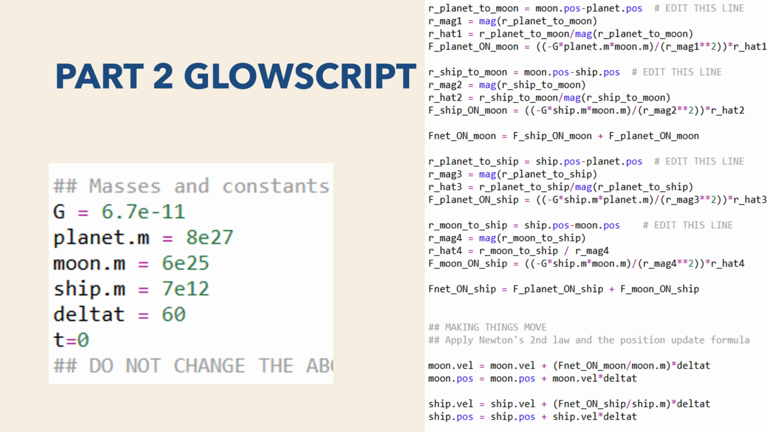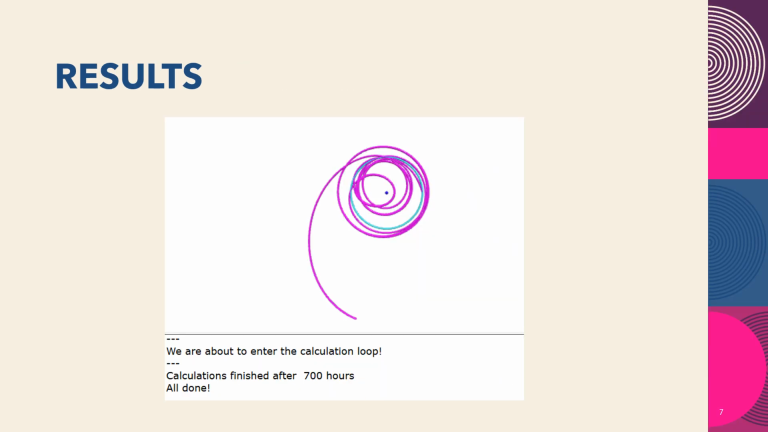and then the time change is 60 minutes. So over on the right, we can see our equations for calculating our forces. We can see that the F net, the force on the moon, is equal to the net force of the ship on the moon plus the net gravitational force of the planet on the moon. And then at the bottom, the moon velocity is equal to the F net on the moon divided by the mass of the moon times the change in time, and the ship velocity is equal to the F net on the ship times the change in time.